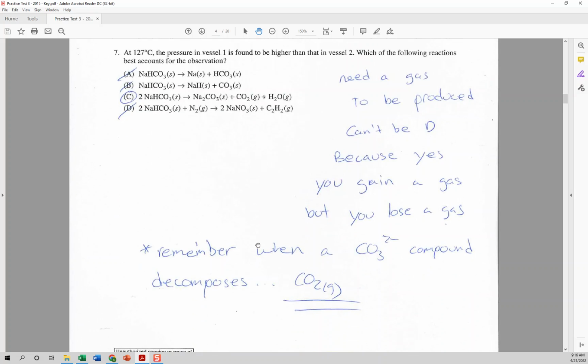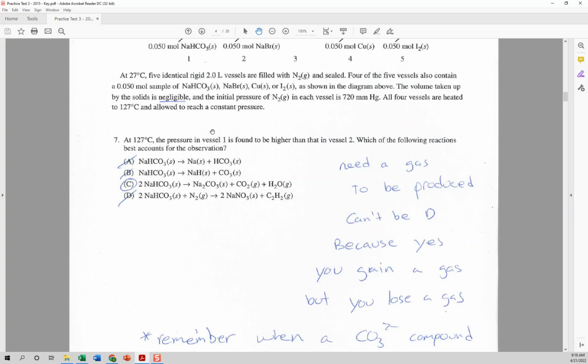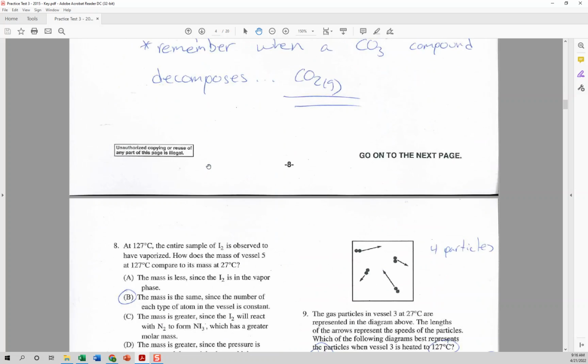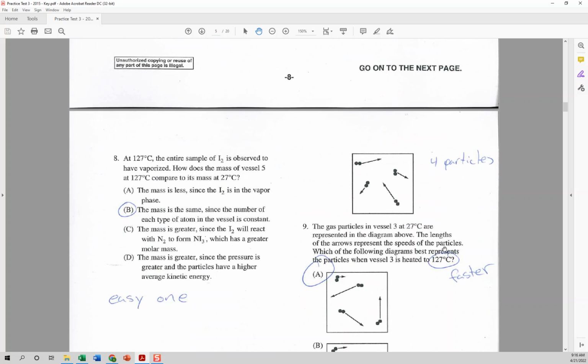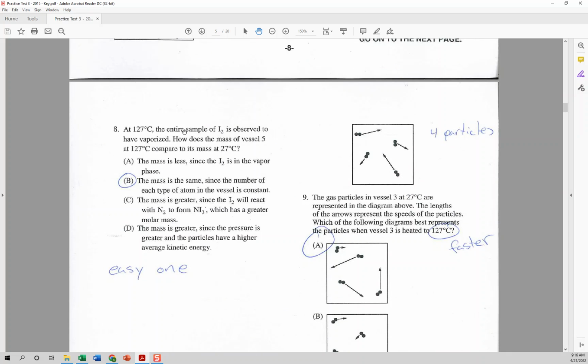But a thing to remember is when carbonates decompose, the gas you do get is CO2. So really, like this one, I could answer quickly if I remembered that rule. I just find the thing that's CO2 being produced, okay? All right, so that's the first part of it. Now, these next questions go back to those diagrams, so we'll scroll back and forth.